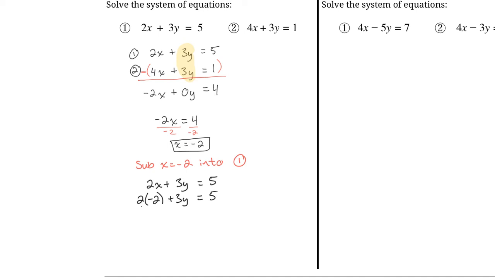So 2 times negative 2 is just negative 4, plus 3y equals 5. And we need to get rid of this negative 4 that's on the left side of the equation. So we're going to add 4 to the equation. And when we add 4, we're going to be left with 3y equals 9. And since we're just left with 3y equals 9, if we divide by 3, we'll be left with y equal to 3.